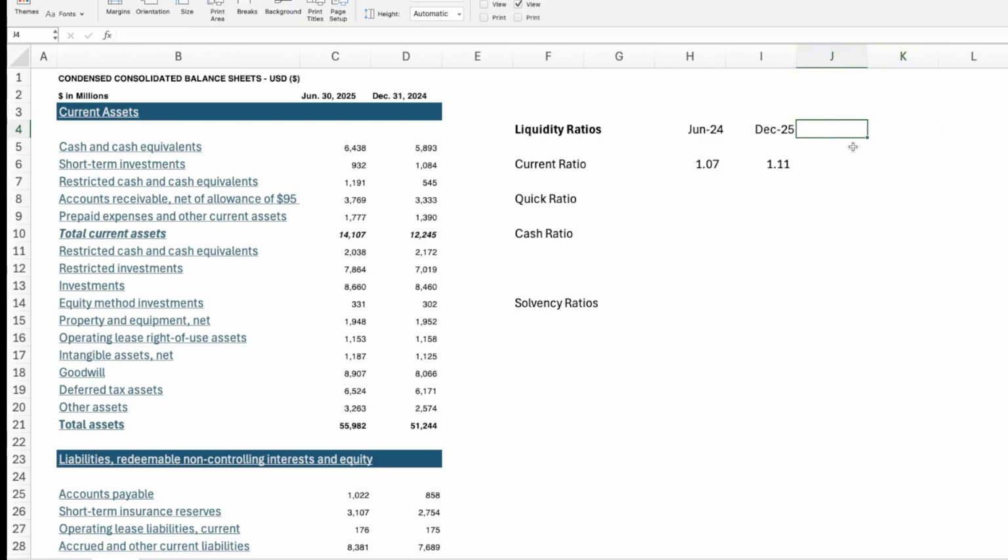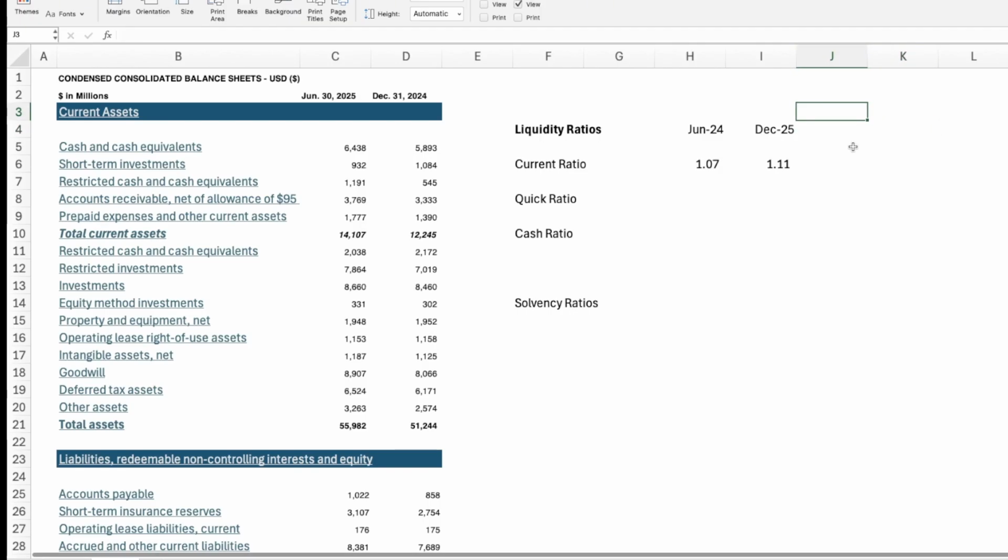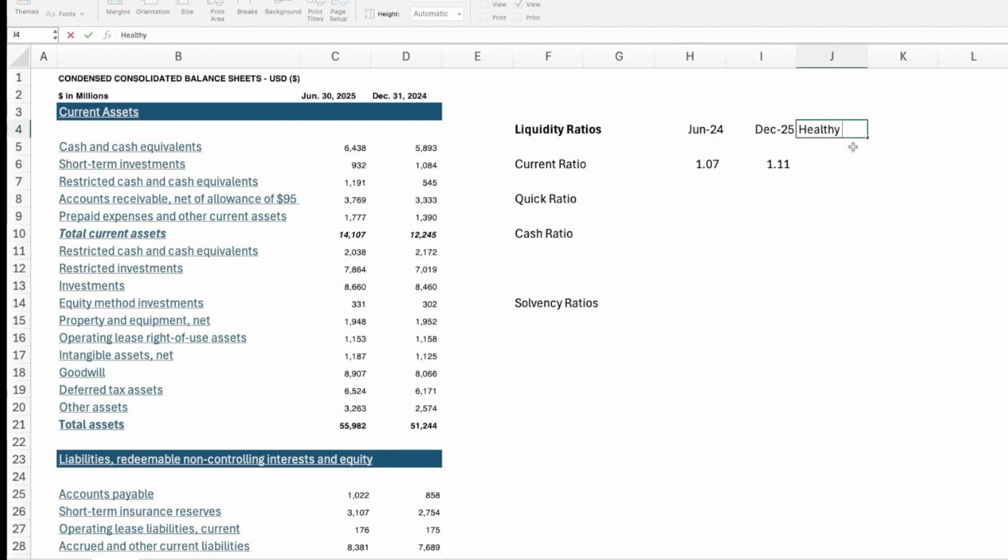Okay, we want to know what the healthy range is here. I think between 1.5 and 2 is a healthy range. So we want to see this between 1.5 and 2. Anything below that means there could be a possible liquidity issue, and over 2 could mean that there are idle assets. So that's not great.